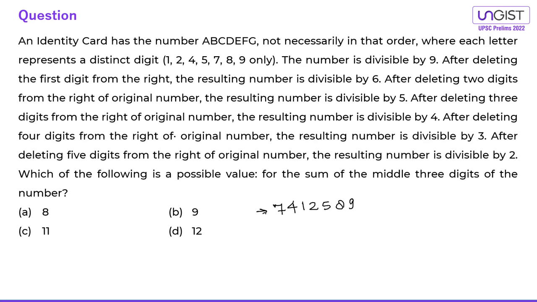This was the number. This is the required number. And according to the question, we need the sum of the middle three digits in the number. Middle three digits, right? So these are the middle three digits, because we can leave two digits from here and two digits from here. So the middle three digits we are getting as 1, 2, 5.